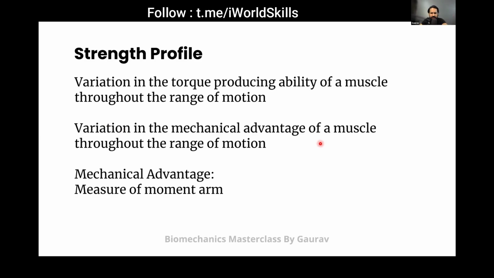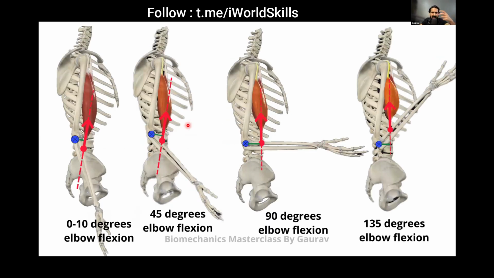Now, what is mechanical advantage? Torque generating ability and mechanical advantage mean the same thing. Let me explain it very quickly. In the starting position, the internal moment arm of the bicep muscle is the shortest, which means torque generating ability is the lowest. Or we can also say that the mechanical advantage of the bicep muscle is the lowest in this position. Again, at 90 degrees, the internal moment arm is the longest, which means torque generating ability of the bicep muscle is the maximum. Or we can say the mechanical advantage of the bicep muscle is the maximum in this position. So mechanical advantage and torque generating ability mean the same thing.